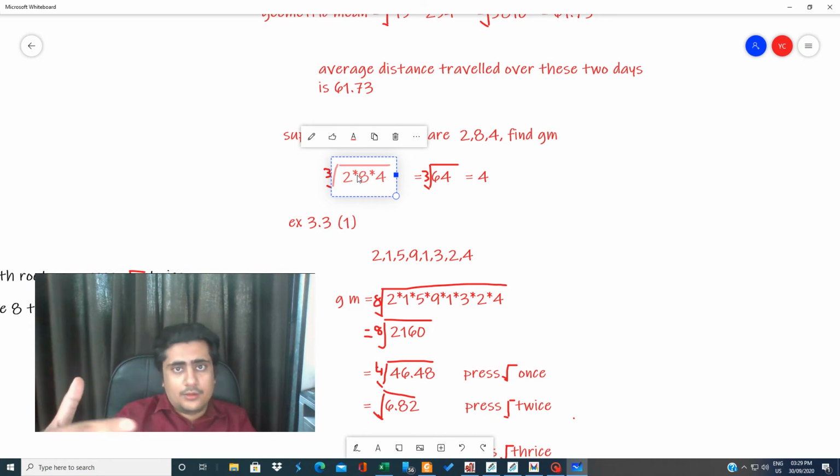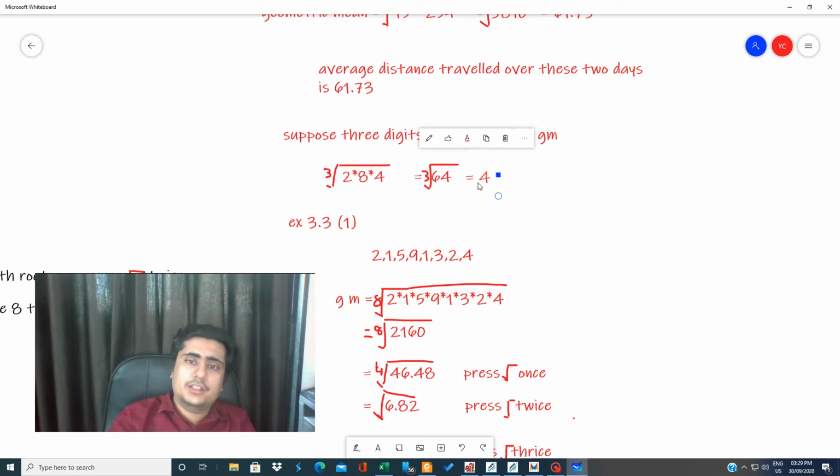See, you have to assume or think about which digit's cube is 64. For example, the cube of 2 is 8. We want 64. The cube of 3 is 27. The cube of 4 is 64. That way you have to find the cube root. There is no button in the calculator to find the cube root.